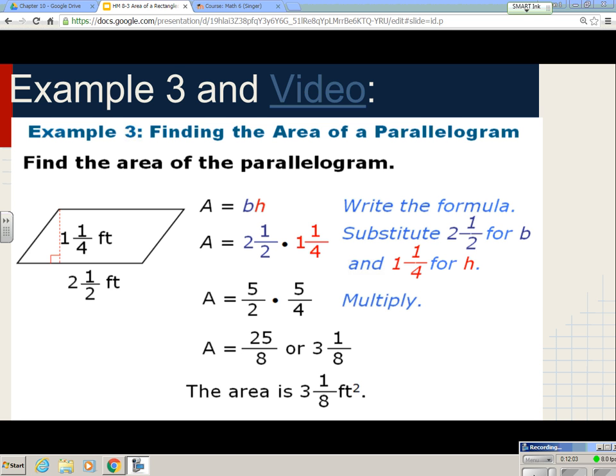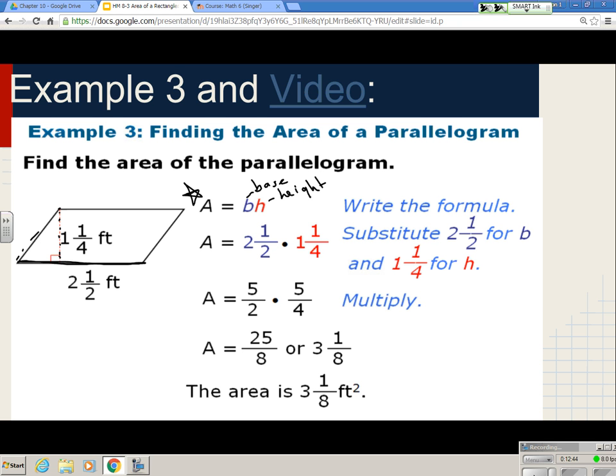All right, so let's say we have to find the area of a parallelogram. Well, the formula for a parallelogram is the same formula as a rectangle or square. Area equals BH. The only difference is BH is replaced by LW. B stands for base, and H stands for height. The base is the number at the bottom, and the height, remember, you can't measure this side, the slanted side. So what we do is we go from one point at the top all the way down, and we measure that out to be the height. So in this example, we have 1 1/4 and 2 1/2.